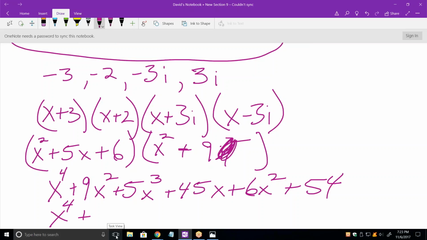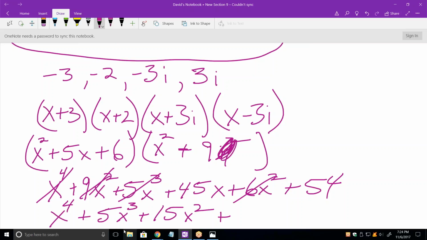So then it's x to the 4th, and then plus 5x cubed because there's no other cubes. Yeah, this is unusual, but that happens every now and then. And then plus 15x squared, and then plus 99... Just the 45x. Oh, right. Plus 54. So plus 45x plus 54.